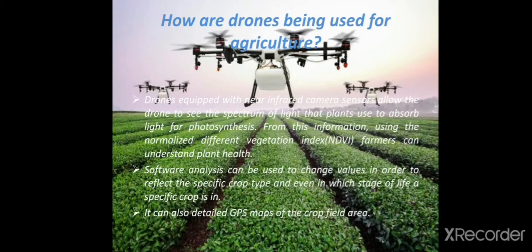How are drones being used in agriculture? In agriculture, an infrared camera sensor is fixed below the drone and the drone is allowed to fly using a remote control. The camera sensor below the drone will sense the spectrum of light released by the plant during photosynthesis. Each spectrum of light will have some health values, and that health value can be calculated using the normalized difference vegetation index. Also, software analysis can be used to change the value of the index for different plants, because every plant doesn't have the same kind of spectrum with the same health conditions. So it can be changed using it.